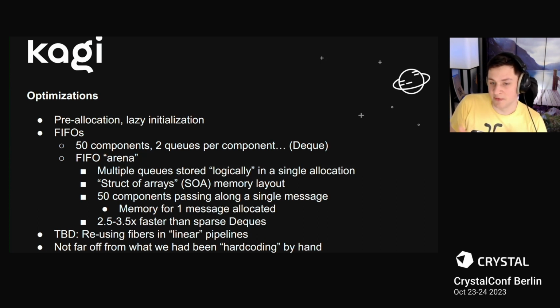So you can imagine, if you have 50 components with 2 queues per component, like using the standard library deque, that's a lot of sparse allocations hanging around. So we brought this all under one type called a FIFO arena, where we have a single block of memory that gives out handles to logical queues within this allocation. So in effect, if you simply daisy chain 50 components and they just send one message along, we only need to allocate space for that one message instead of based on how many components we actually have in the network. And there's some other things we could look into.